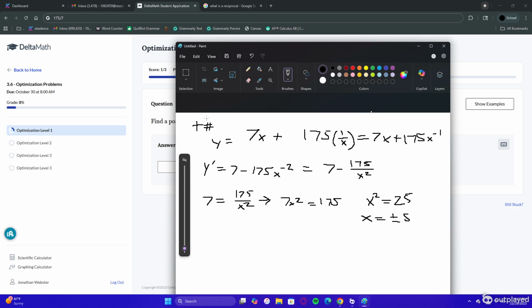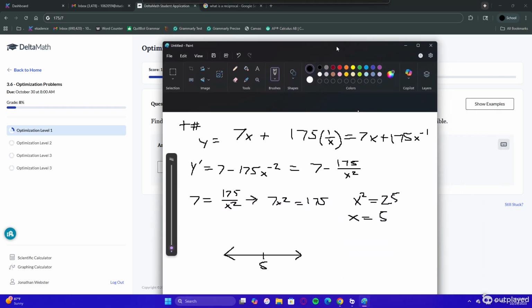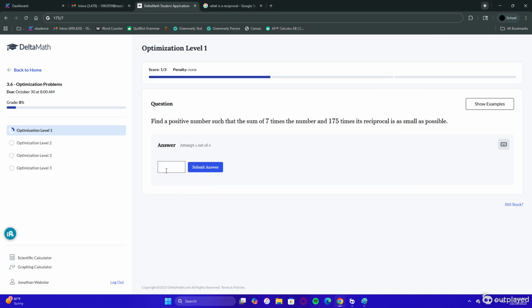Right, but remember that it's asking for a positive number, so we only need x equals 5. And if you want to test that on the number line, you can. At 5, you would have a negative value before 5, and then after 5 you'd have a positive value, which results in a minimum. So x equals 5.